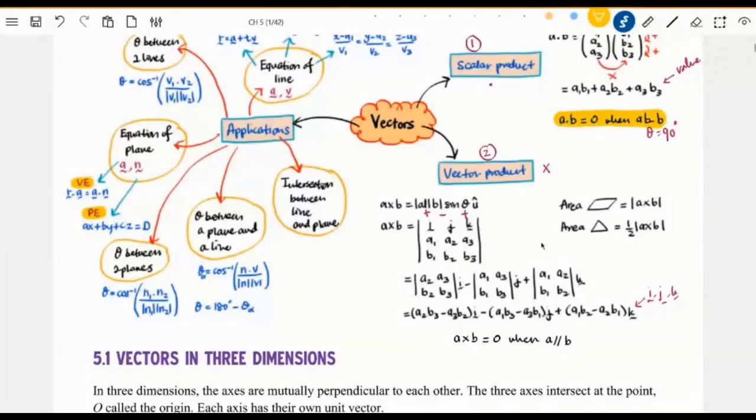Ini sangat penting. Somehow question ask us to find variable ataupun unknown by given A is perpendicular to B ataupun A is parallel to B. Okay, so kalau kita dah tahu properties iaitu, directly kita tahu apa yang sama dengan 0. Okay, in vector product as well we have the formula for area of triangle and area of parallelogram.